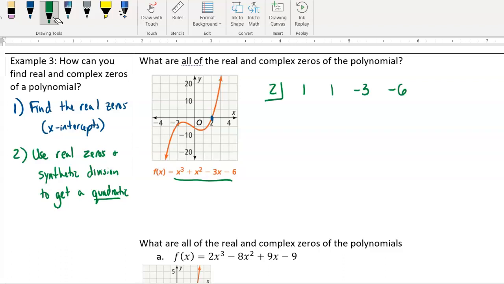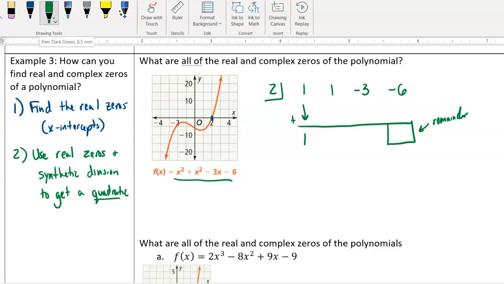Let me erase that. All right, so remember, for setting this up, we want to put a box down here. Remember, this represents the remainder. Now I know that this is a 0, so my remainder should be 0. If I don't get 0 as my answer, I did something wrong. So remember, there's nothing to add to the 1, so I just carry that down.